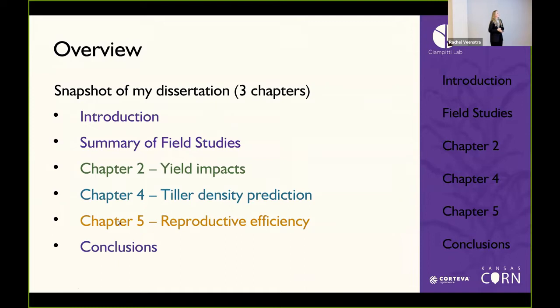Okay, we are going to look through a snapshot of my dissertation. We're going to be talking about 3 of my main chapters, and we're going to do an introduction. I'll do a quick summary of the field studies because we use the same field studies for all of my chapters. We'll go through 3 chapters that I selected for my dissertation and then some general conclusions at the end.